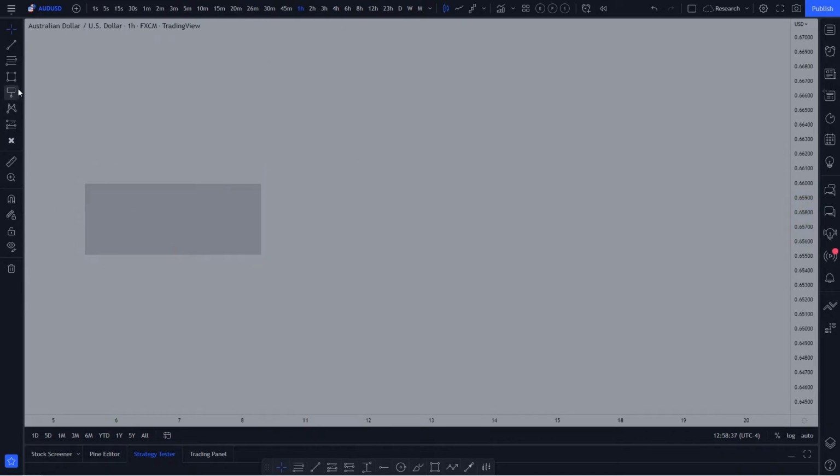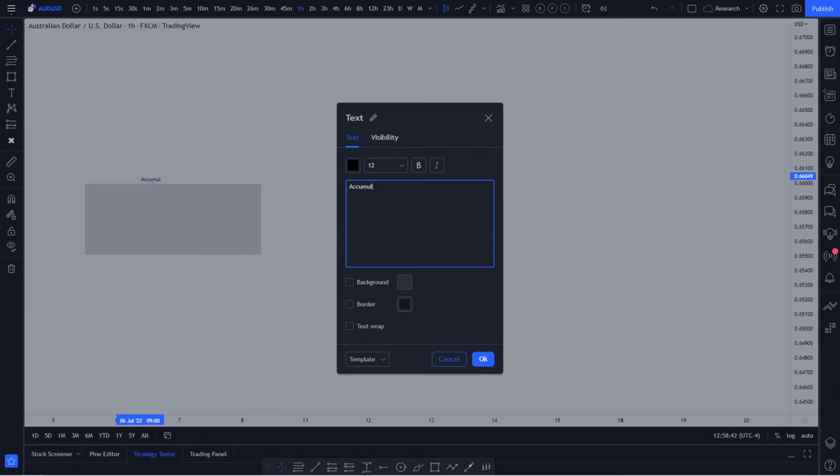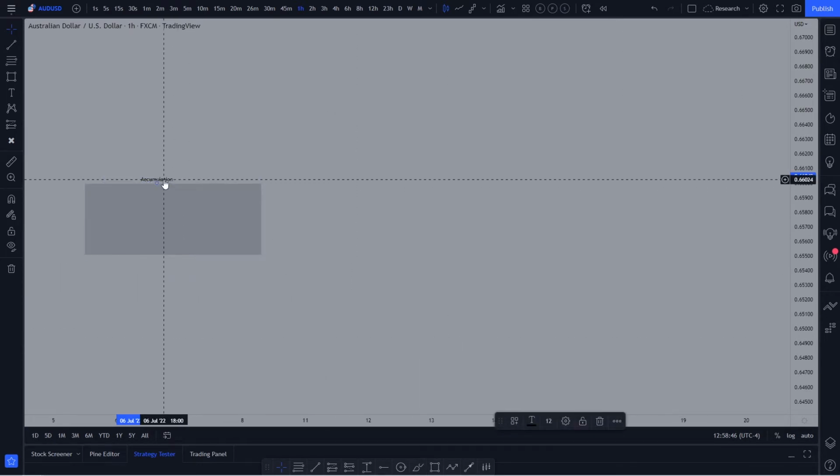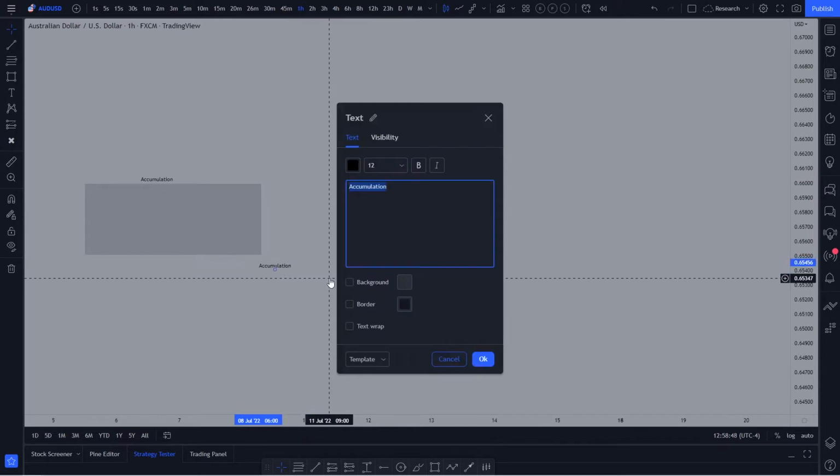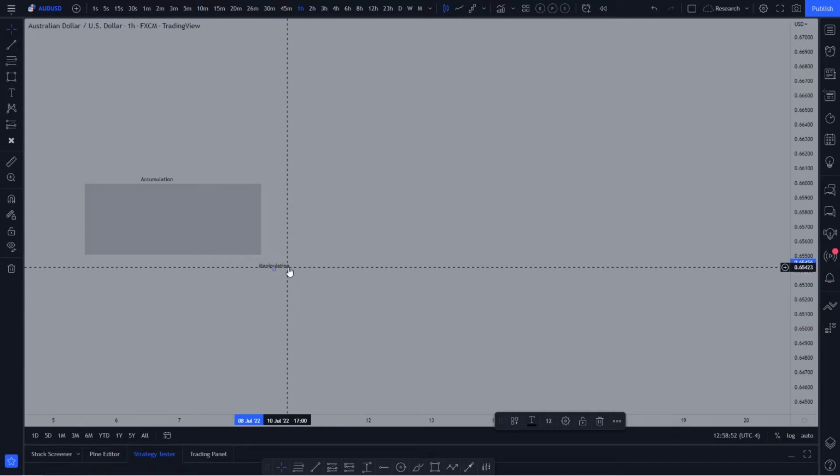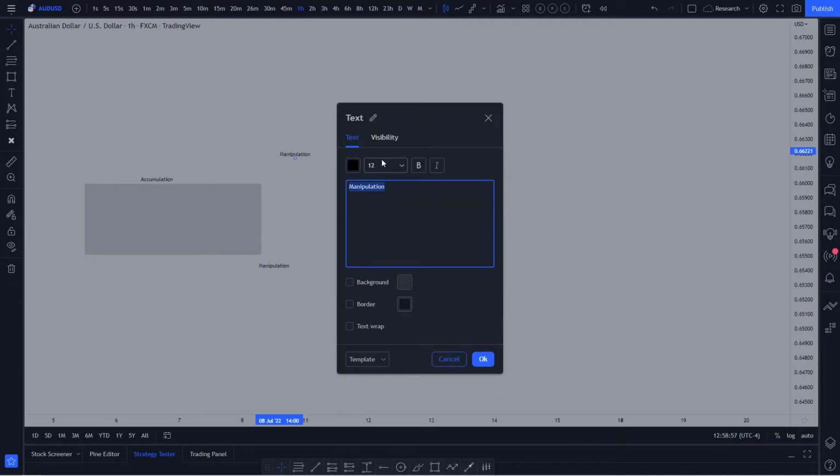People call this AMD, accumulation, manipulation, and distribution. So accumulation, and we'll call this the manipulation, and then let's potentially call this the distribution. Let's just call it an expansion of price.